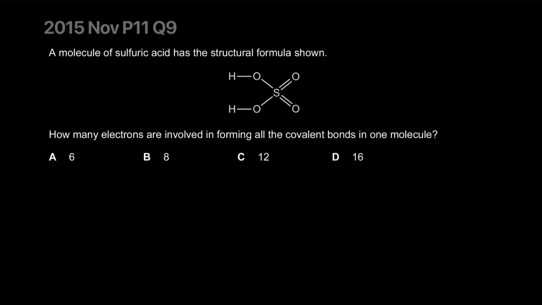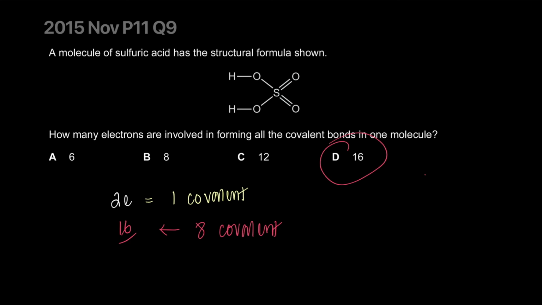A molecule of sulfuric acid has the structural formula shown. How many electrons are involved in forming all the covalent bonds in the molecule? Well, 2 electrons take part in one covalent bond, right? That's the ratio. How many covalent bonds do we have? 1, 2, 3, 4, 5, 6, 7, 8. We have 8 covalent bonds. Does that mean we have 16 electrons? These are the answer.